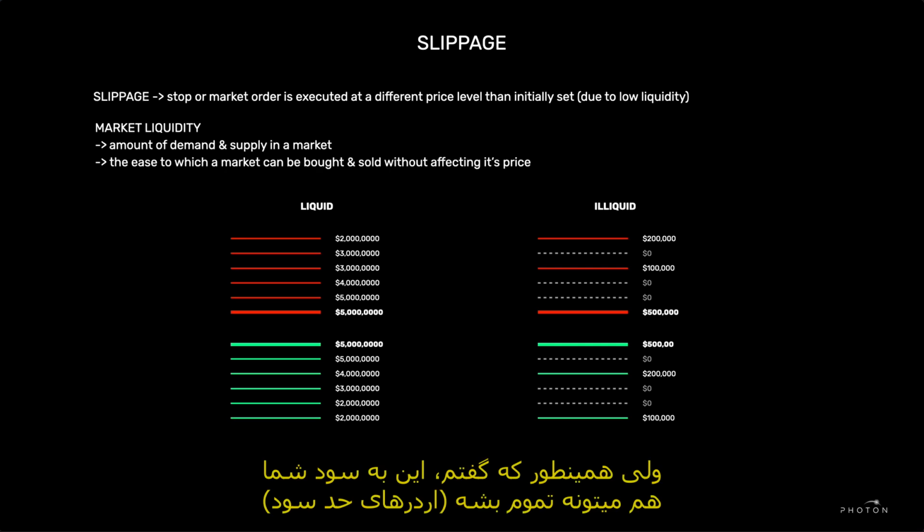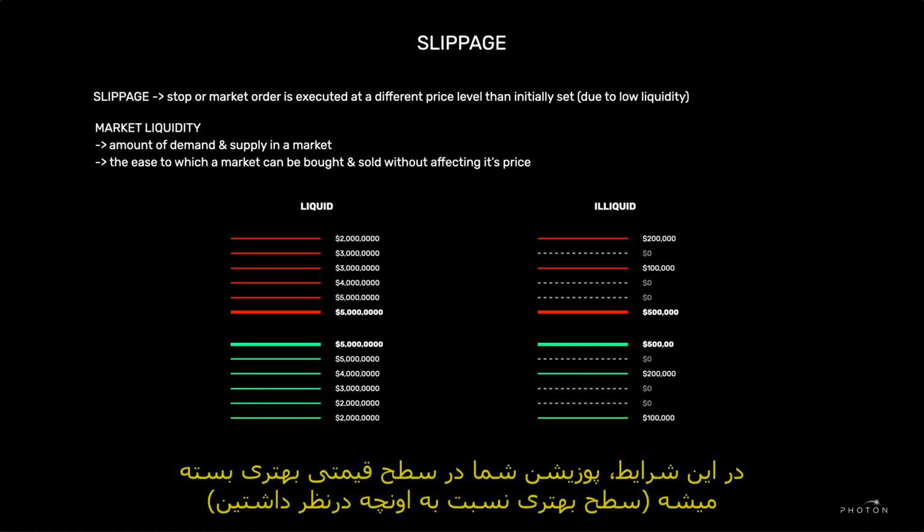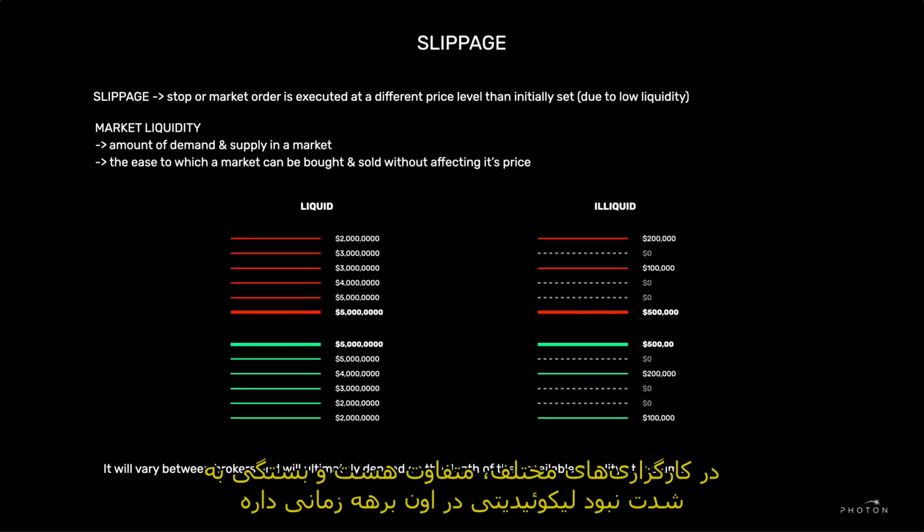But like I said at the start, this can also work in your favor with your take profit orders, where you can benefit from positive slippage by your broker closing you out of the trade at a better price level than you had intended. Now, generally, slippage can be anywhere from a micro pip to tens of pips, and in some rare circumstances even hundreds or potentially even thousands of pips. It will vary between brokers and will ultimately depend on the depth of their available liquidity at the time.